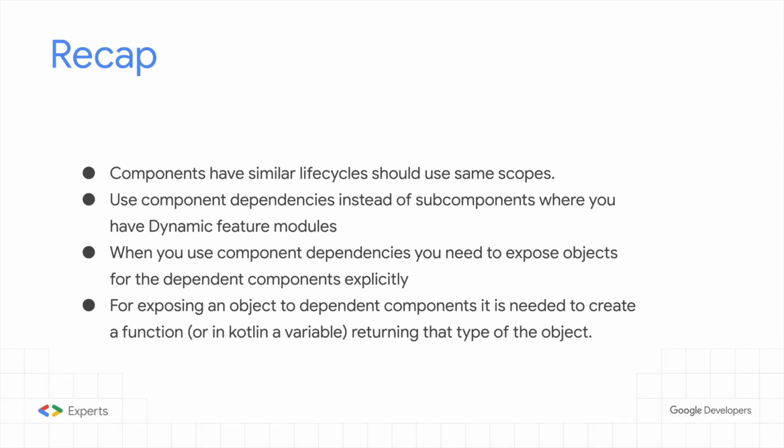Just to recap, components which have similar life cycles should use the same scope instead of using different scopes on each of them. Secondly, we use component dependencies instead of subcomponents where we have dynamic feature modules. When we use dynamic feature modules, we need to expose objects to the dependent components explicitly. To do that, we need to add an abstract variable or a function to our component that contains that object.